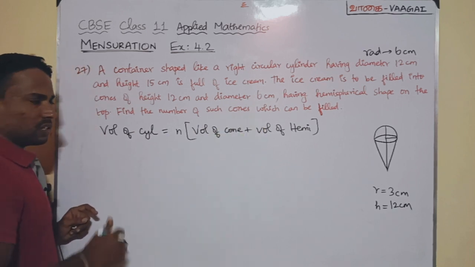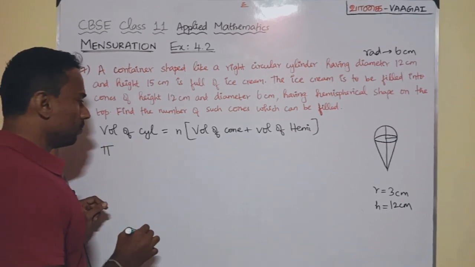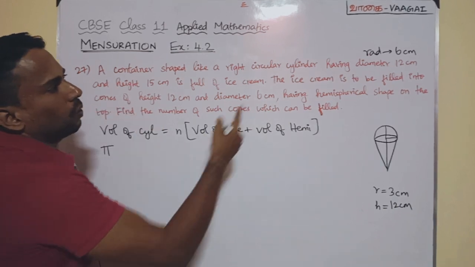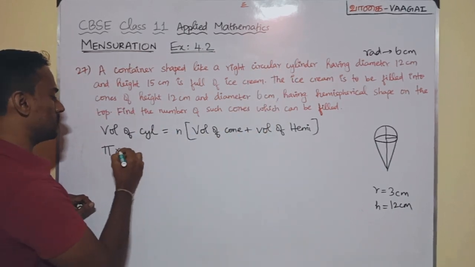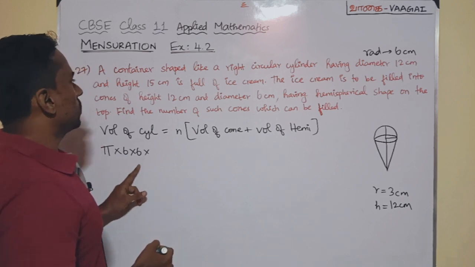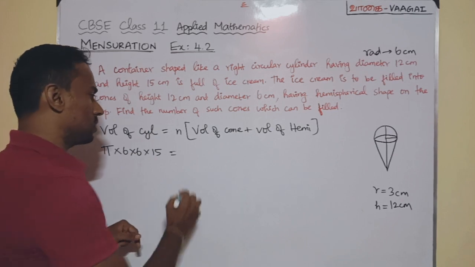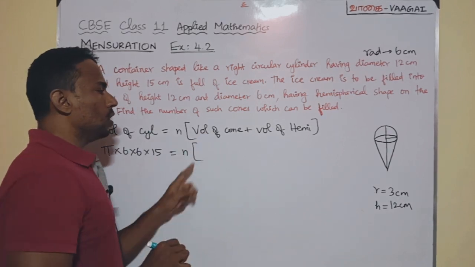Now come to the left hand side. The volume of the cylinder is going to be pi r square h. Now what about the radius of the cylinder? That's going to be 6 into 6, because r square, right? So 6 into 6 into, what about the height? Height is going to be 15.